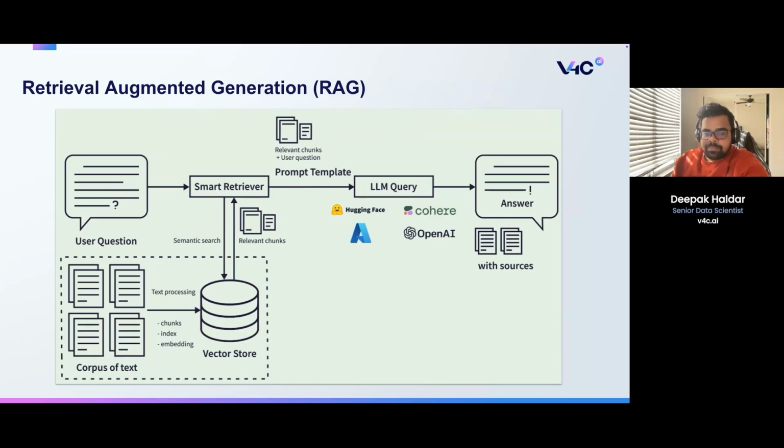After the template, if you go into the LLM query, the prompt is then sent to the LLM for processing. This can be an API-based LLM, as we have seen, like OpenAI, Azure, or it can be self-hosted like Hugging Face. What the LLM does is analyze the context and the query to generate a response in natural language.